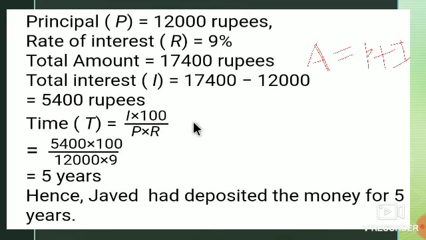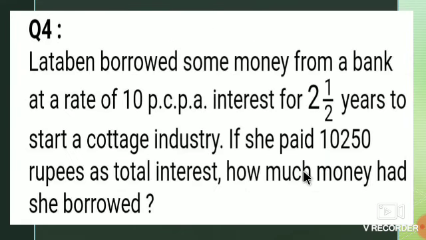Now we know the three values, so we can use the formula that I is equal to P into T into R upon 100. When we write the formula, put the values in it. After calculating, you will get 5 here. Hence Javed had deposited the money for 5 years.